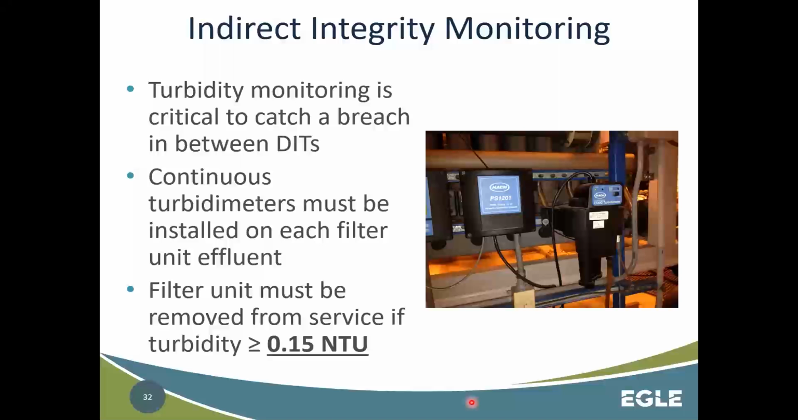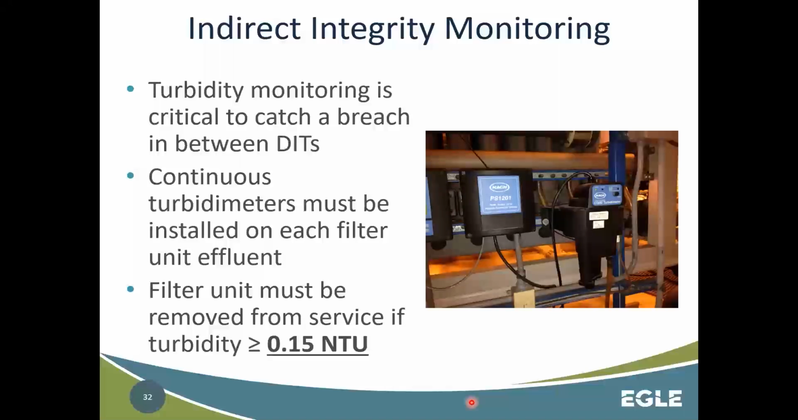And as I said, we do that direct test on a daily basis, but that's just once a day. So what happens if right after you do your direct integrity test, you form a tear or a hole, or an O-ring fails or something like that? Well, in addition to that, we have another layer of redundancy here. We also have online turbidimeters on each filter unit. And if it's a bad enough breach, then you would see an increase in turbidity, and it would be alarmed and caught that way. So we don't have to wait until the next operating day to determine there was a problem.